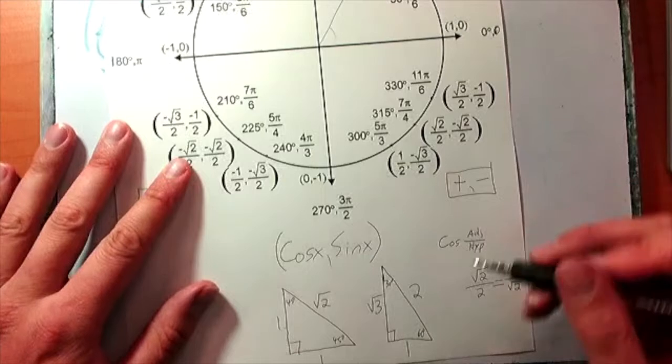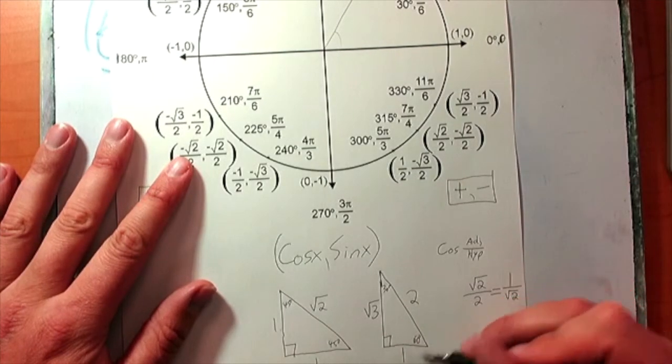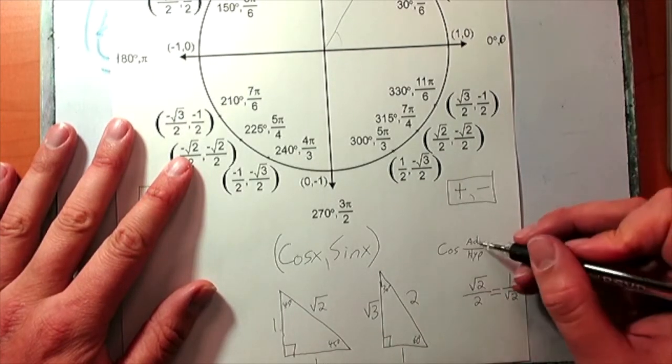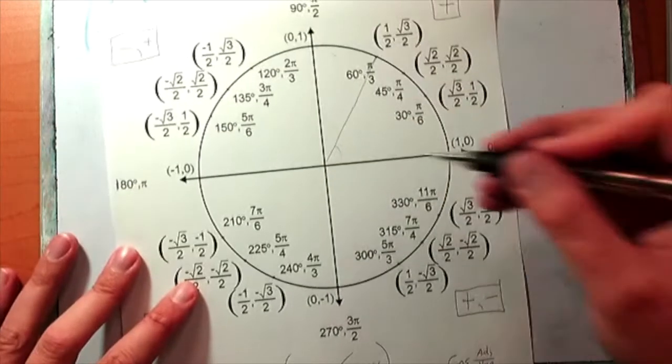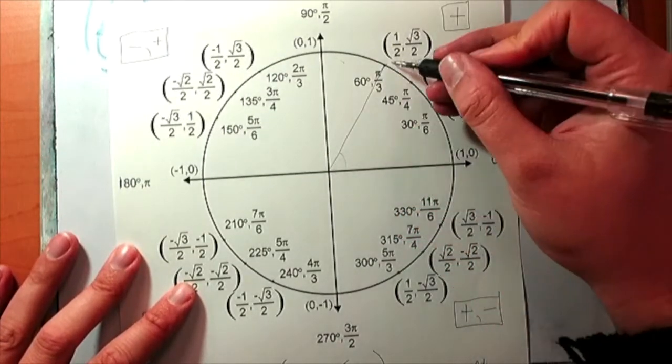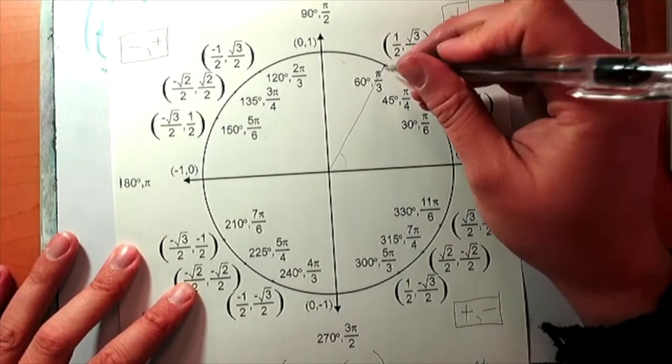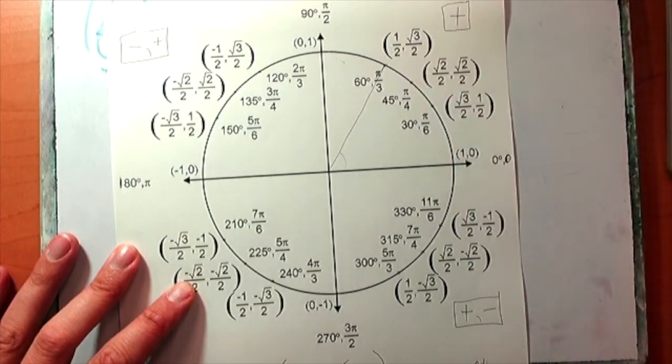Let's do another one here as an example. How about cos of 60? Well, you should remember it's adjacent 1 over hypotenuse 2, so 1/2. Cos of 60 should be 1/2, and boom, it is.